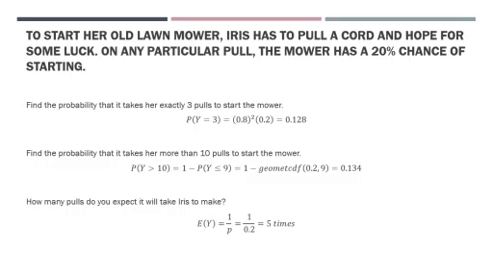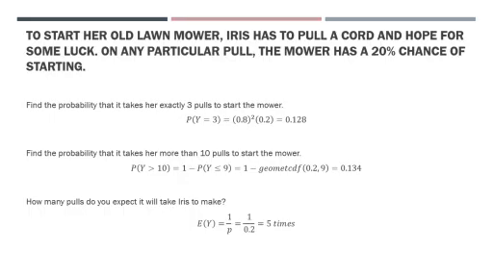Okay, so you start her old lawnmower. To start an old lawnmower, Iris has to pull a cord and basically get lucky. Anybody that's ever dealt with an old lawnmower probably knows that sometimes it works, sometimes it doesn't, and that's just how it goes. Maybe you have to use a choke, etc. There's a 20% chance that it will work. What's the probability that it will take exactly 3 pulls for it to work?